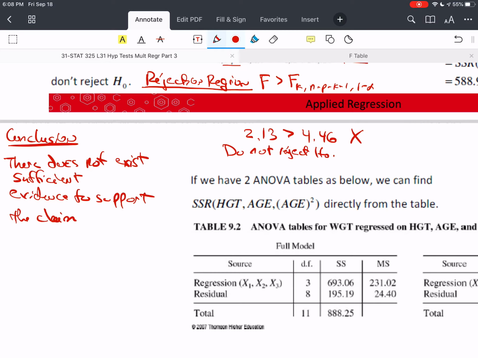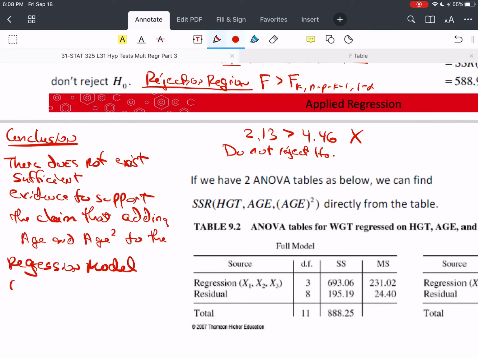Now, the hypothesis is that adding age and age squared to the regression model containing height, no, not WT, H, is it, yeah, HT, whatever, height, HGT, I forget what they use, anyway.